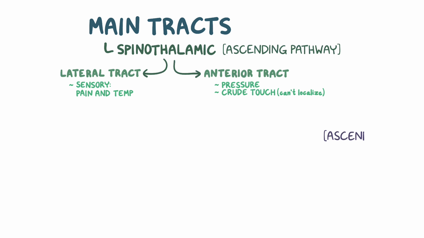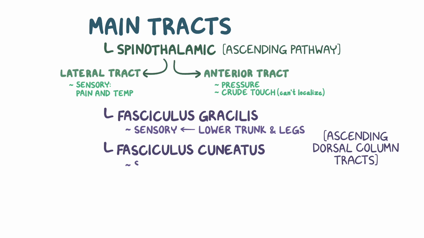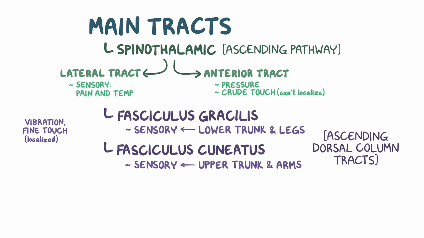Second, there are two ascending dorsal column tracts. The fasciculus gracilis, which carries sensory information from the lower trunk and legs, and the fasciculus cuneatus, which carries sensory information from the upper trunk and arms. These tracts both carry sensations like vibration, fine touch, which is where you can localize where you were touched, and proprioception, which is an awareness of your body position in space.